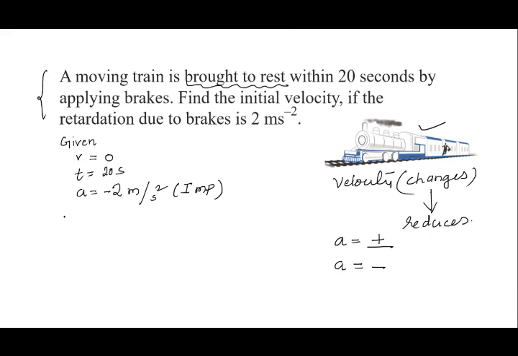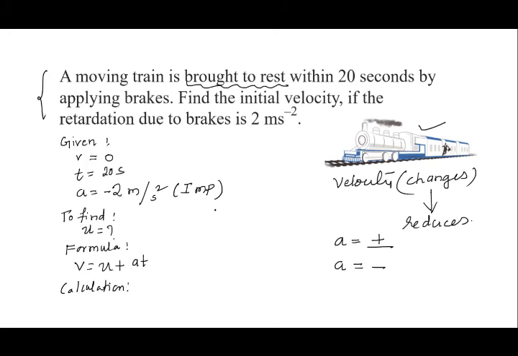Now what is to find? To find the initial velocity. And what is the letter used for initial velocity? u. Again, distance is not given here, so we need not bother about the other two equations. We are left with one equation, the formula v equals u plus at. After that you have to do the calculation.